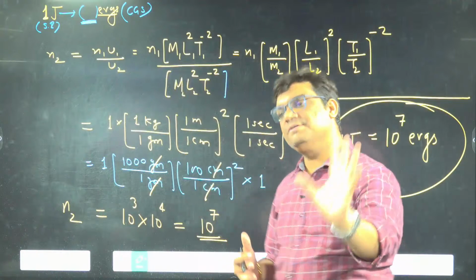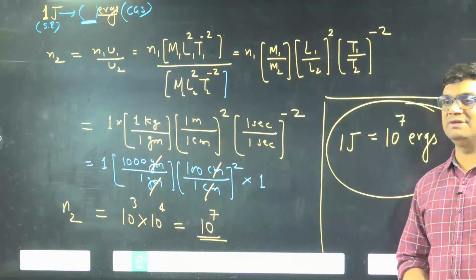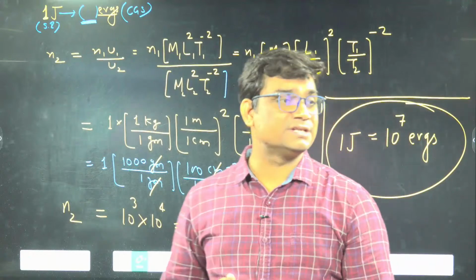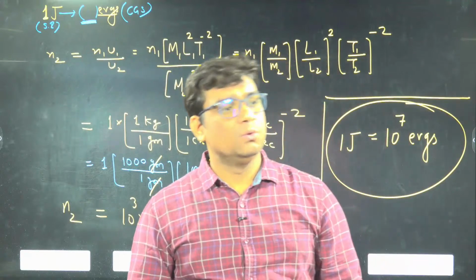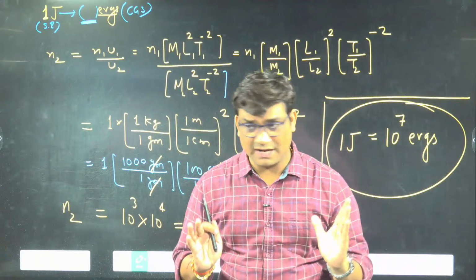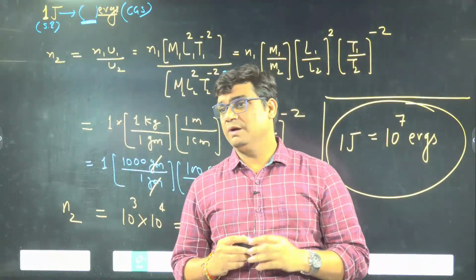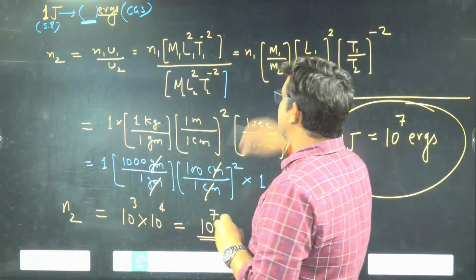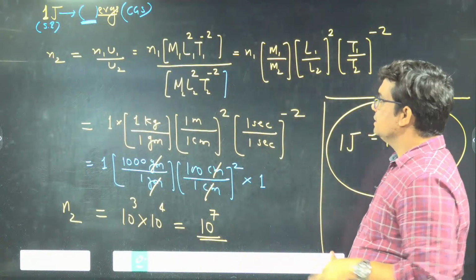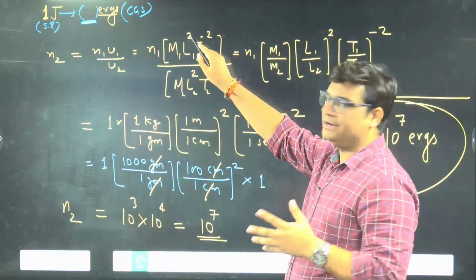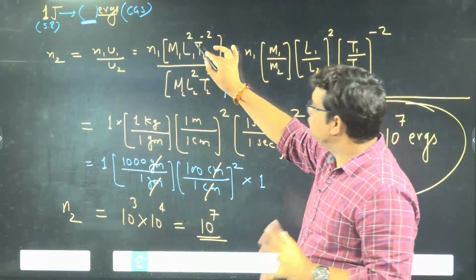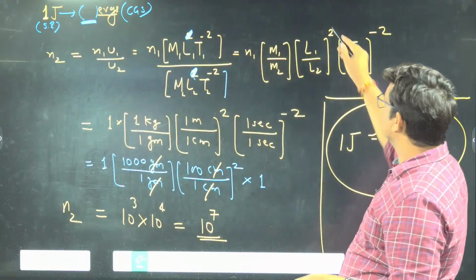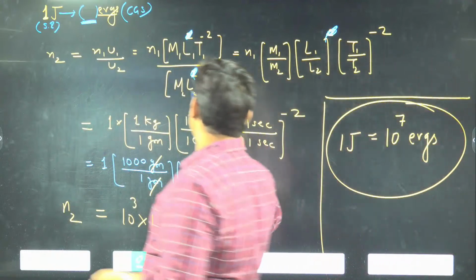Suppose you have to convert Newton into CGS. What will be Newton in CGS? You know 1 Newton is 10 power 5 dyne. Everyone is very well clear about this one. Now, Newton is the unit of force, so what will be the dimension here? MLT minus 2. So this power 2 will not come.